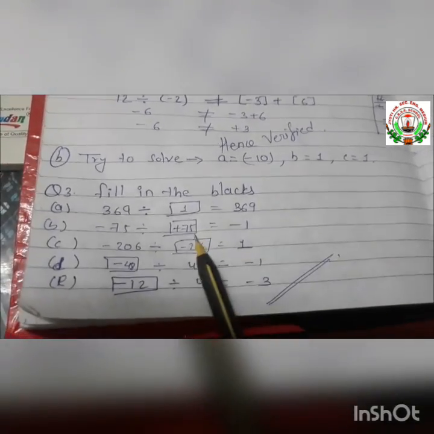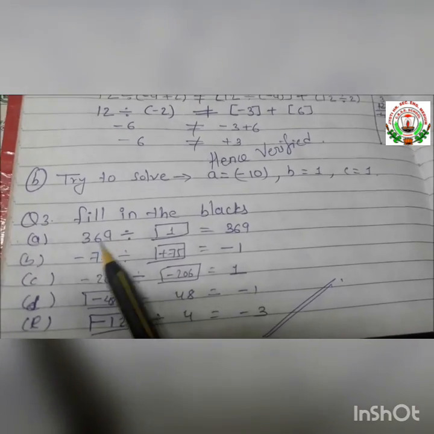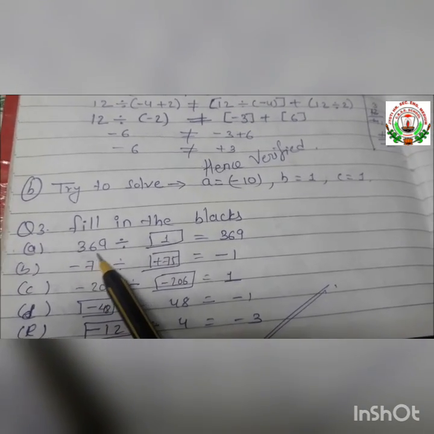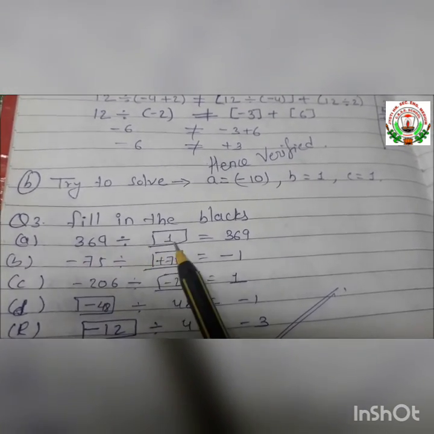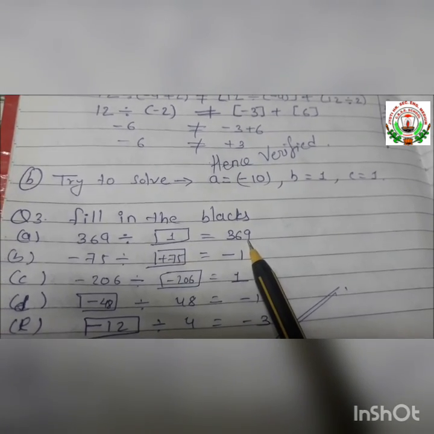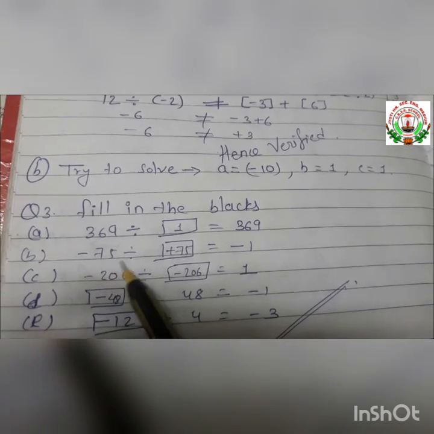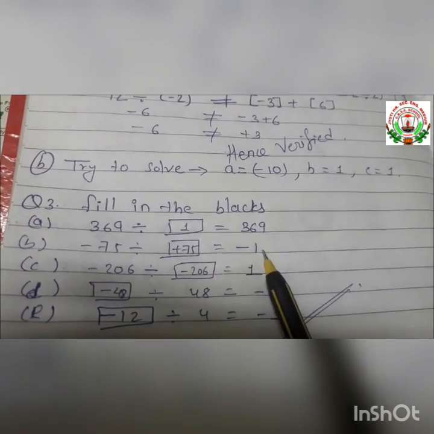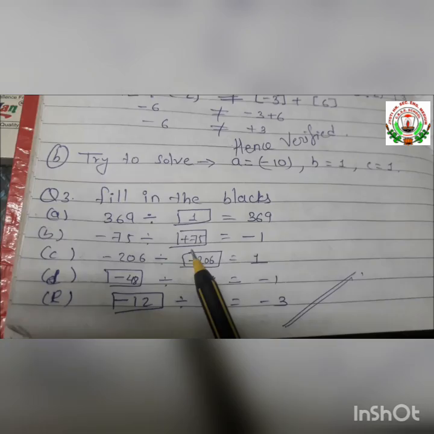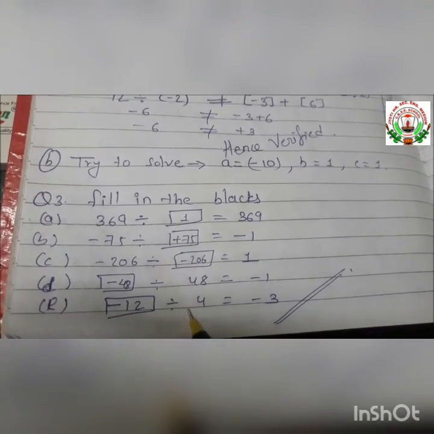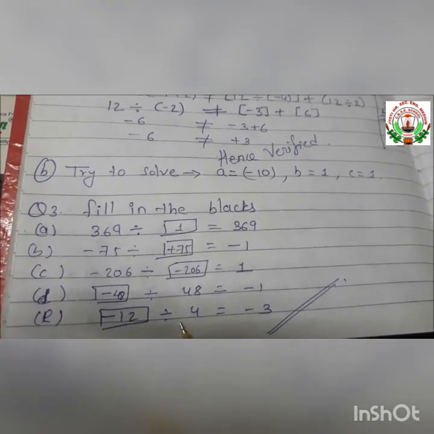Now the third question, fill in the blanks. A part. 369 will be divided by which number to get 369, that is 1. In the same way, minus 75 will be divided by which number to get minus 1, that is plus 75. In the same way, solve the three other fill-ups.